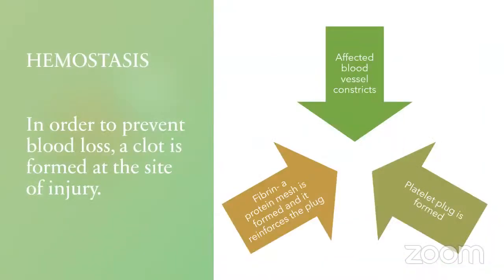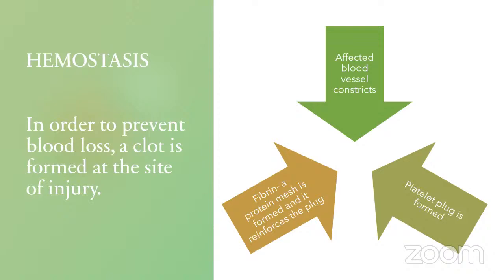A fibrin meshwork is formed, and why is it formed? It is to reinforce the platelet plug. Here we can see a platelet plug, and the platelet plug will be surrounded by this meshwork of protein. In addition to these two things, the blood vessel through which the platelets were flowing will try to constrict, so that the blood flow will be stopped. So hemostasis is the first phase of wound healing. I hope these 3 steps are clear.